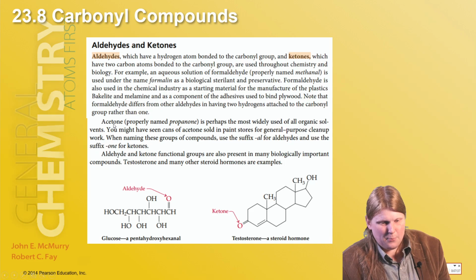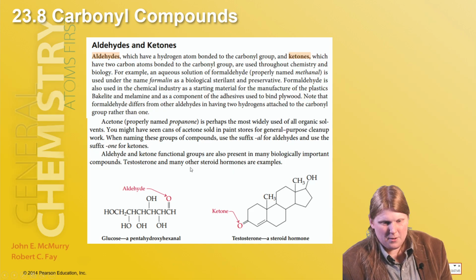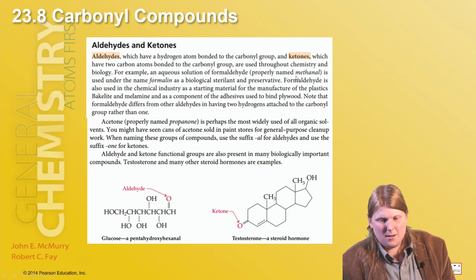So an example: acetone is a ketone, properly named propanone. That means we've got 3 carbons and a ketone carbon in the middle, because you can't have a ketone on the ends, otherwise it's an aldehyde, right? Formaldehyde is methanal with 1 carbon, and that 1 carbon is the carbonyl carbon, and it's got hydrogen on both sides. Sometimes they also call it formalin or formaldehyde.